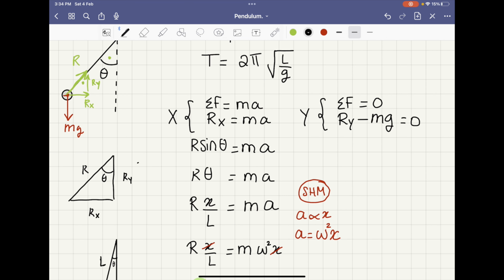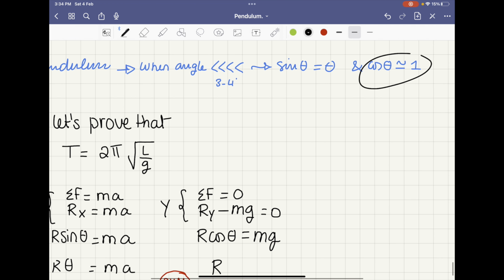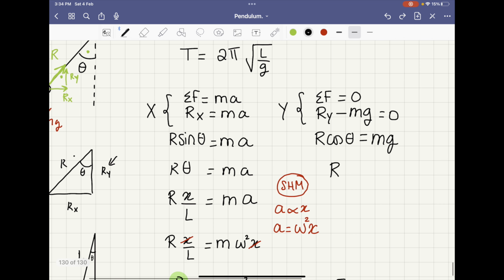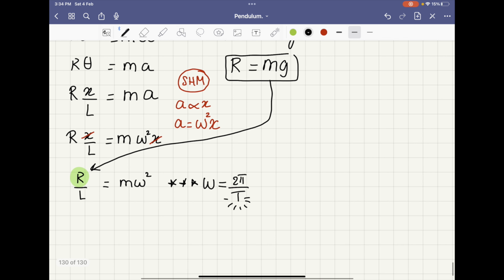Now Ry according to this triangle is equal to R cos theta. So it's R cos theta equal to mg, which leads us to R, and cos theta is equal to 1 according to this assumption. So R is equal to mg, and now we can replace this relationship over here and see what we will get in the end.